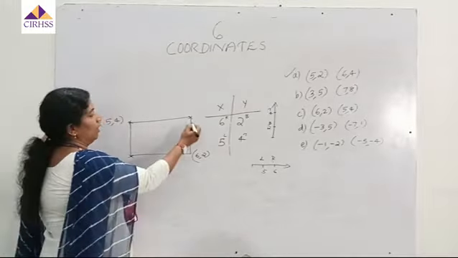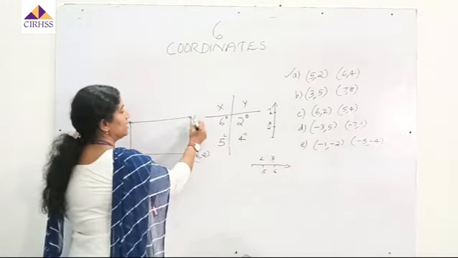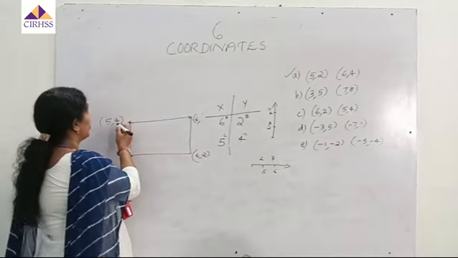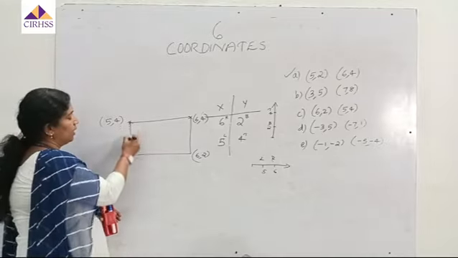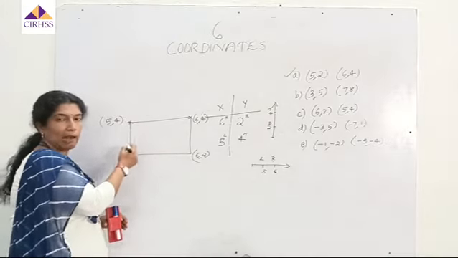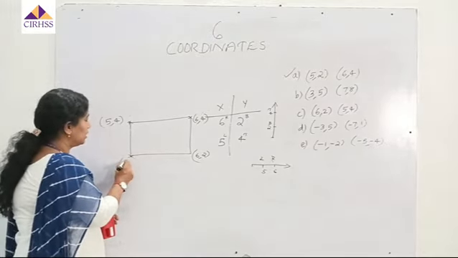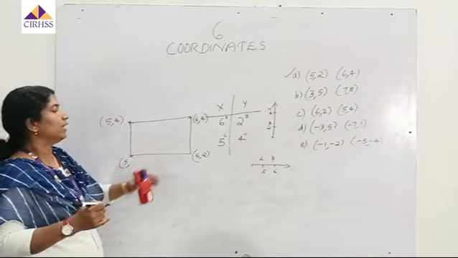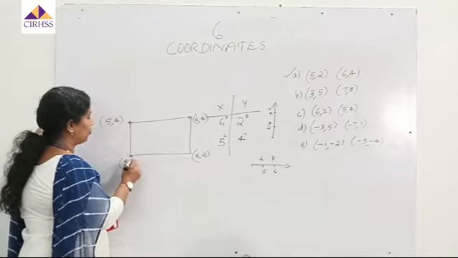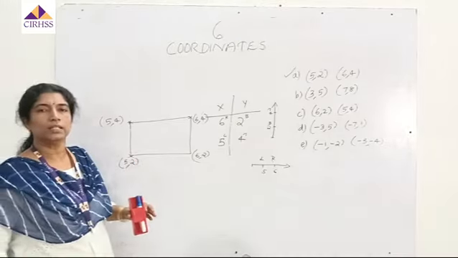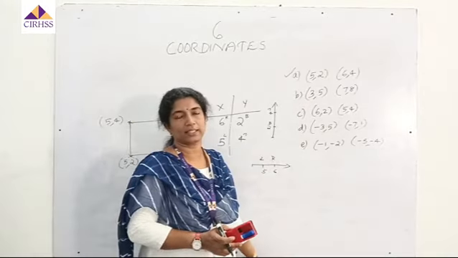Here this line is parallel to the y-axis. X coordinates are equal, 6, and y coordinate 4. 6, 4. Next, this line is parallel to the y-axis, so the x coordinate is equal. That is 5. Next, this line is parallel to the x-axis. Y coordinate equal, 5, 2. Okay, is it clear? Next, we consider the negative coordinates.